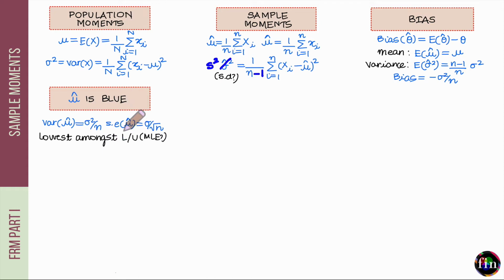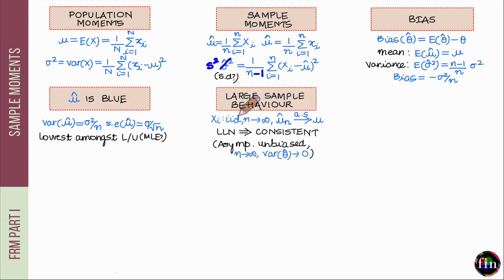If you were to expand your universe of estimators and also include estimators which are, let's say, not linear, you will find that the maximum likelihood estimator actually has a lower variance compared to this mu hat. But the MLE estimator is not linear and it tends to be biased as well. Next, let's take a look at the large sample behavior of mu hat.